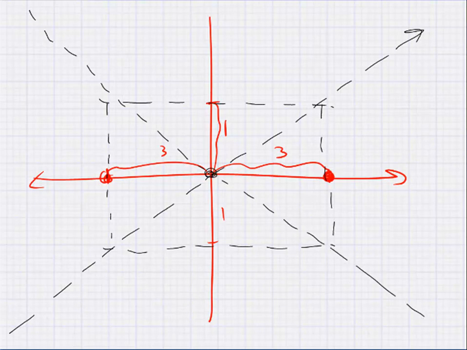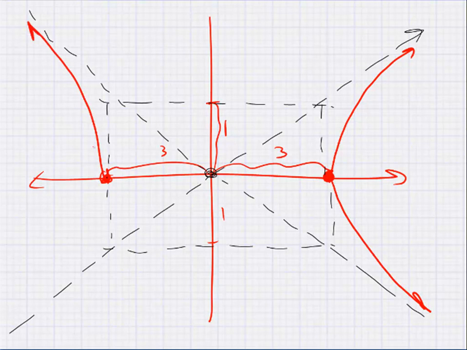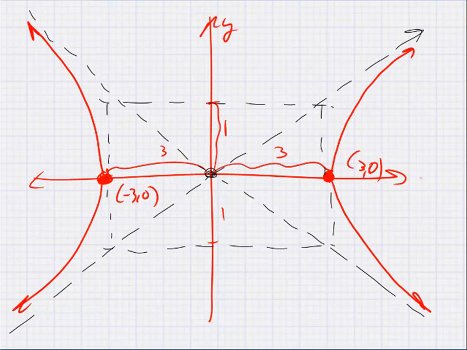And then since my graph is horizontal, then I start at this vertex, this vertex, and I approach this asymptote, then I approach this asymptote. Same thing here. I approach this asymptote, and I approach this asymptote. This point is negative 3, 0. This point is 3, 0. And that's it. There's your graph. That's the graph of the hyperbola.